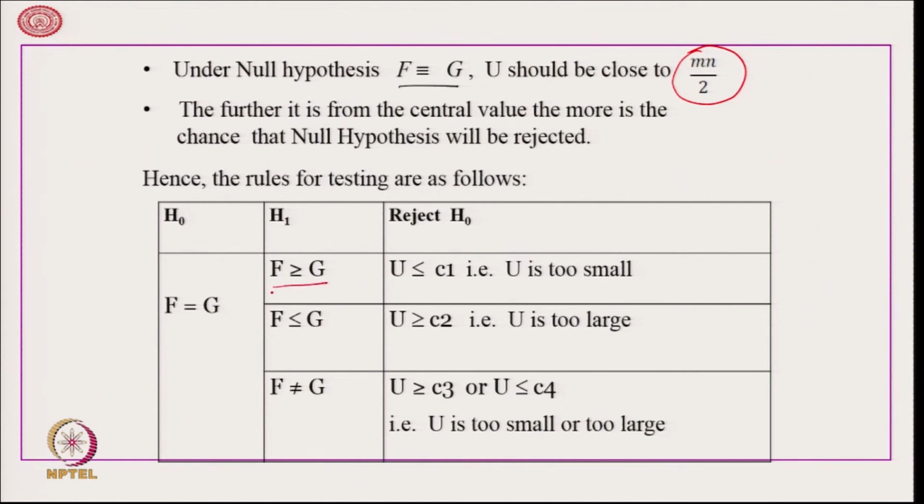For example, if the alternative is F is greater than or equal to G, that means Y has more spread than X, that is, Y is stochastically larger than X, then we shall reject the null hypothesis if U is too small. Similarly, if the alternative is F is less than or equal to G, then we shall reject the null hypothesis if U is too large, that is, U is greater than or equal to some critical value. On the other hand, if we have a two-sided alternative, then we should check whether U is too small or too large, that is, greater than some threshold or less than some other critical value, and based on that we will reject the null hypothesis.